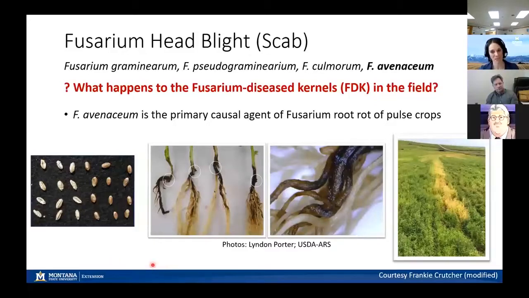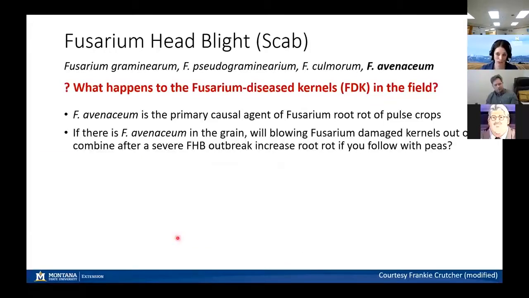It's a big problem in pea production, obviously, and it causes plants to grow poorly and produce poor pods and seed. The cause for this is a decay of the root system and a discoloration, which you would observe if you were to dig up these pea plants and look at the root system.